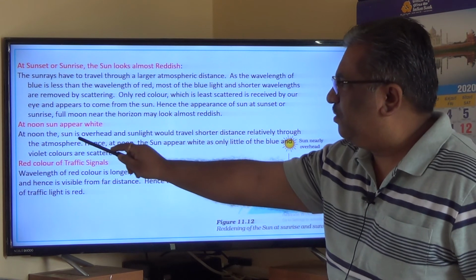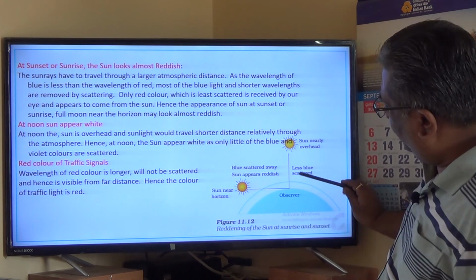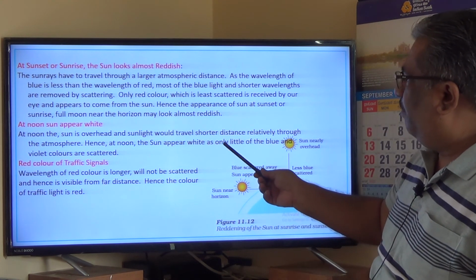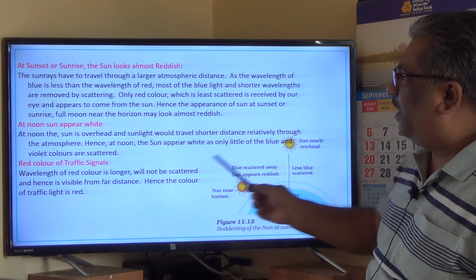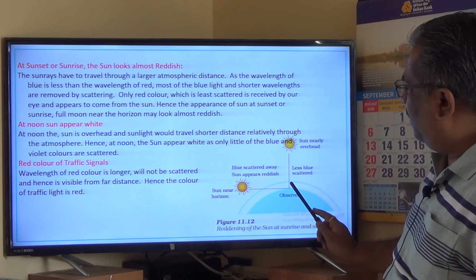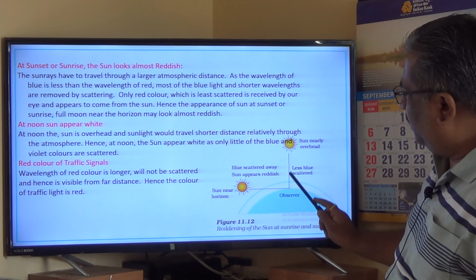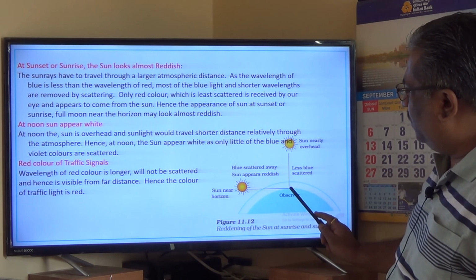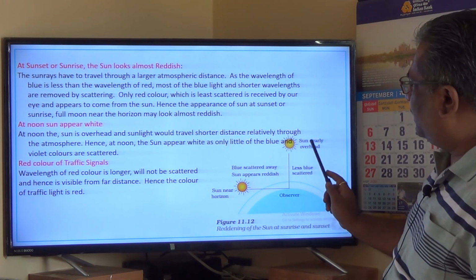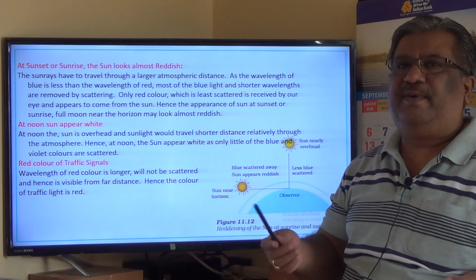Why is it so? At noon, the sun is overhead and sunlight would travel shorter distance relatively through the atmosphere. Check this one, only this much is the distance. Hence at noon, the sun appears white because only little of the blue and violet colors are scattered. This side and this side, only little quantity of blue light is scattered, but most blue also travels straight. All the colors put together give rise to the white appearance, and therefore during noon, when the sun is overhead, the sun appears to be white because there is no scattering effect of any color at all.